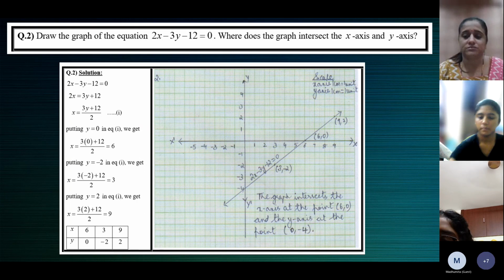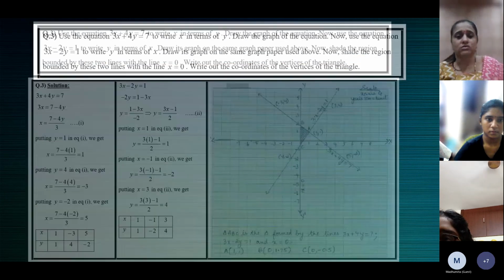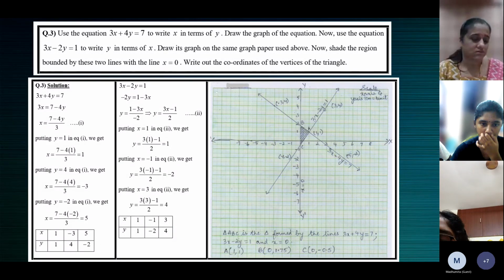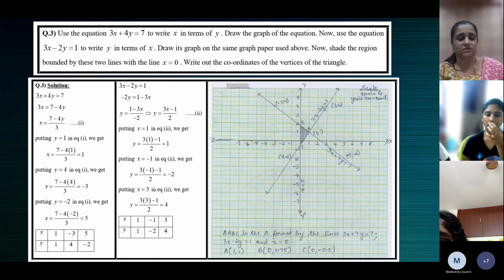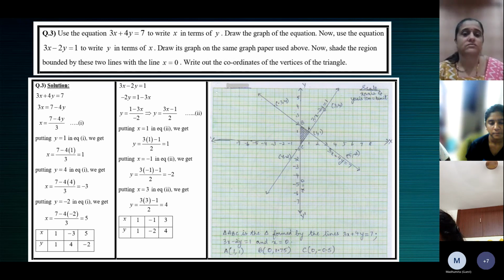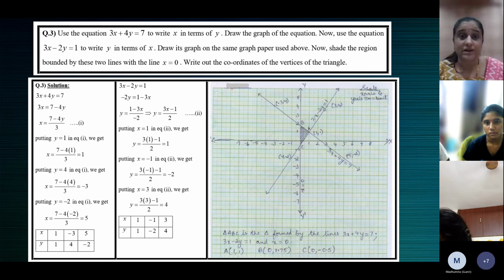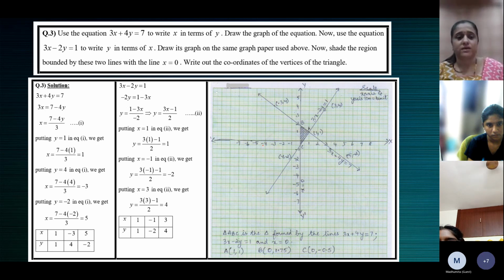Done? Yes, ma'am. It's time for the next class, children. Now, take a screenshot of this one. You can understand. I told you how to make the equations. I'll explain it in the next class. Just try to understand this and make the graph.